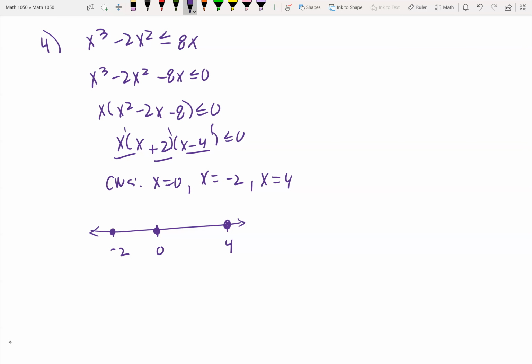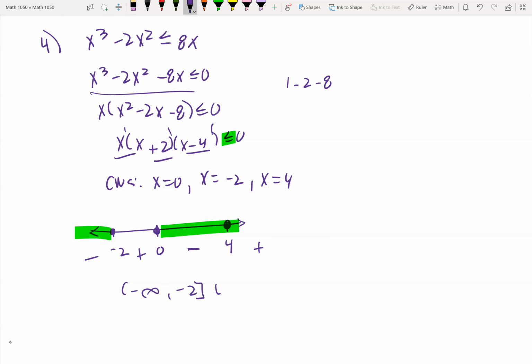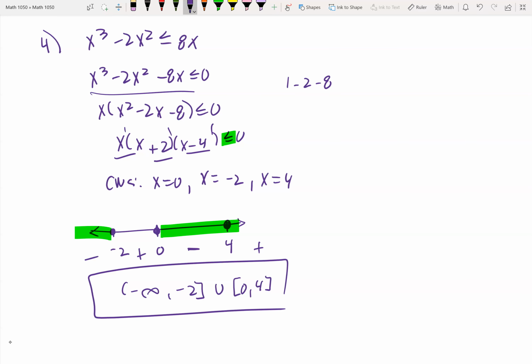I cannot test 0, so I'm going to test like a 1. I could put it in the calculator. I can just do it in my head. If I put a 1 there, I'm going to have 1 minus 2 minus 8, which is going to give me a negative sign. You can put it in your calculator, it's fine. I know they're going to alternate, so it's going to be negative, positive, negative, positive. The signs need to be there. Less than means negative. That would be here and here. So in interval form, it's negative infinity to a negative 2 with a bracket, union 0 with a bracket to 4 with a bracket, and that's your answer.